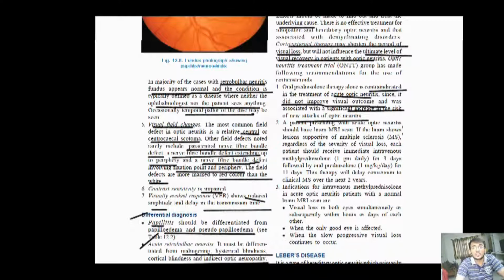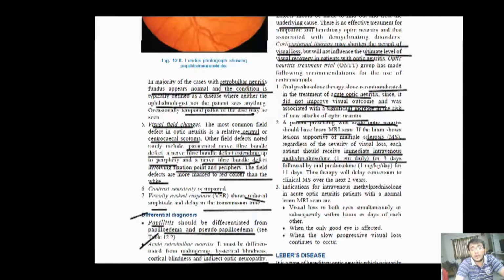Now a patient presenting with acute optic neuritis should have a brain MRI scan. It is very essential to do a brain MRI scan of a patient with optic neuritis. If the brain shows supportive lesions of multiple sclerosis, regardless of the severity of the visual loss, each patient should receive immediate IV methylprednisolone. Methylprednisolone IV is given, that is 1 gram daily for 3 days. So after giving 1 gram daily for 3 days, a 3 gram dose will have been given.